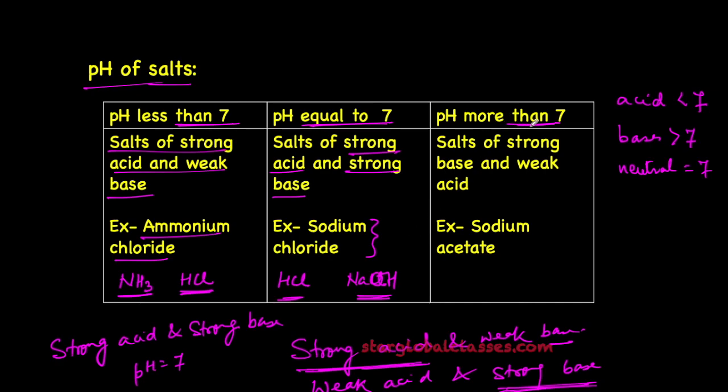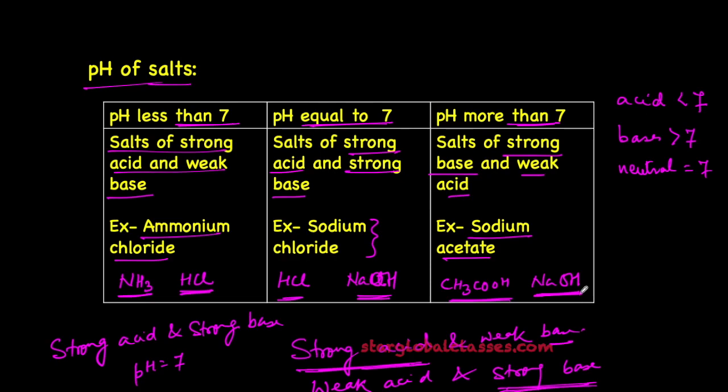pH more than 7. If salt is made up of a strong base and weak acid, then the pH will be towards the base side, means more than 7. Sodium acetate is made up of acetic acid, CH3COOH, and sodium, which has come from sodium hydroxide, a strong base. A strong base and weak acid make sodium acetate, and this salt will have pH toward the base side, more than 7, because base is the stronger one.